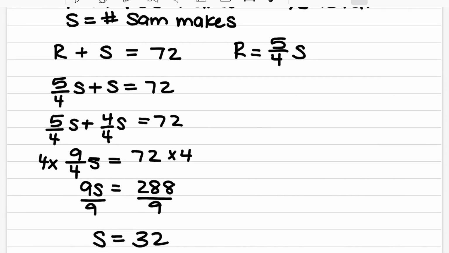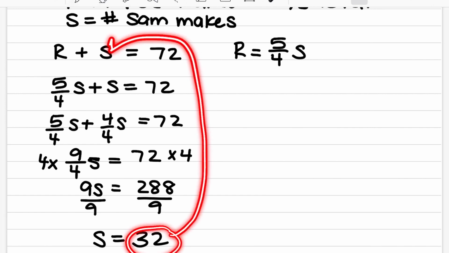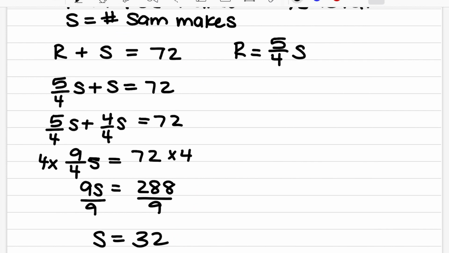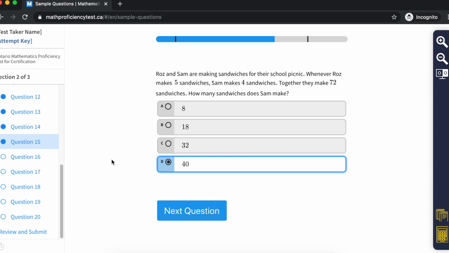Okay, now if you remember our first equation, if we put this 32 back into this equation, we would have the number Roz makes plus 32 is equal to 72. You can easily see there that the number Roz makes is 40. And that makes sense because he's making slightly more than Sam is making. So we can check our answer that way, and our answer is going to be 32.